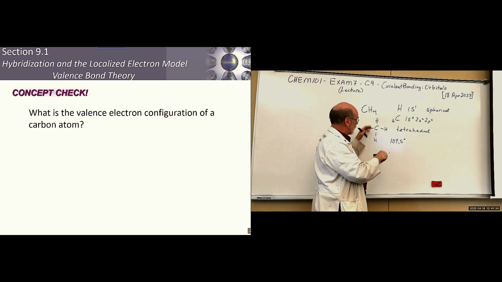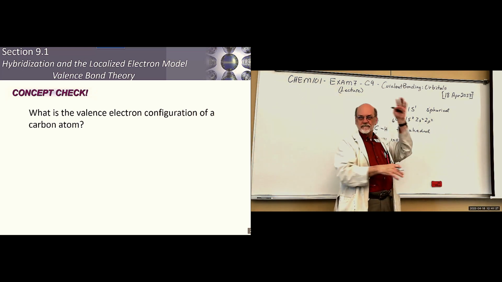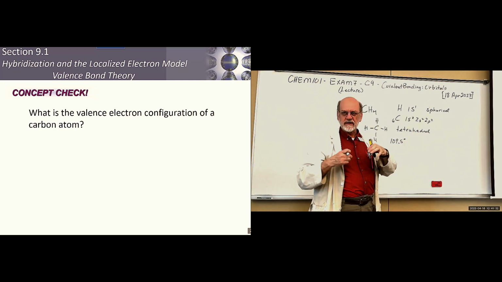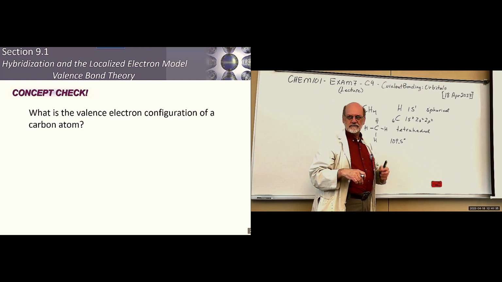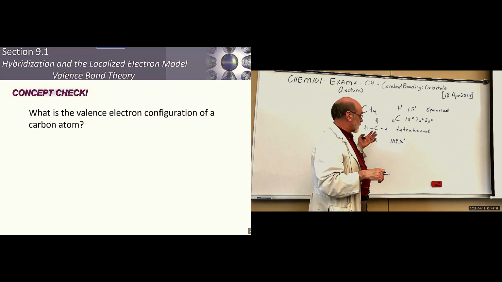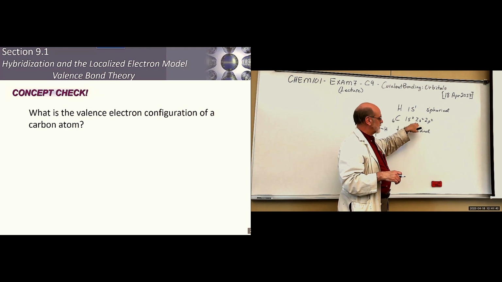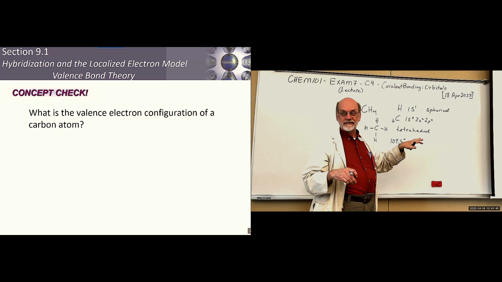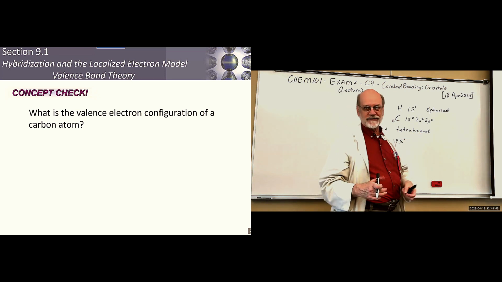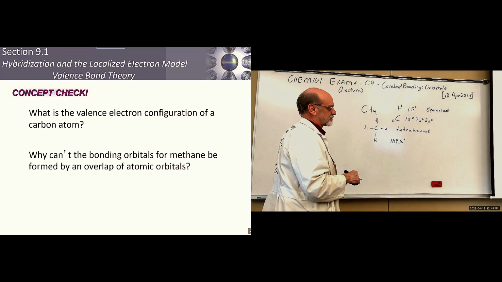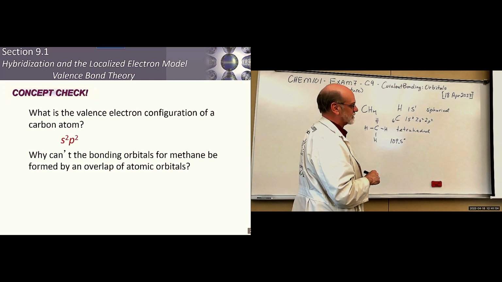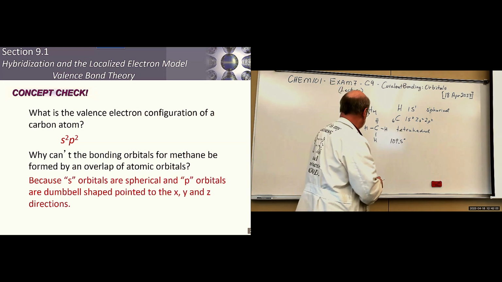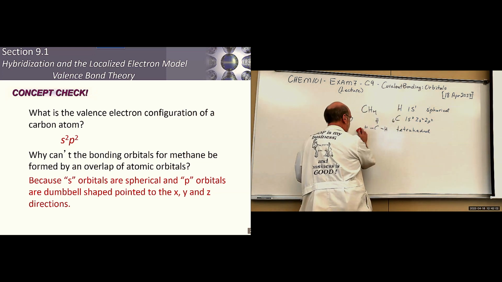Right? Because the spherical overlap of these two could put them anywhere. And the overlap of the two p's, of course, would fix them in a reasonably local shape. So there's the problem with the valence bond theory. These valence electrons and their orbitals don't allow us a tetrahedral shape. Okay, that's the problem. So what are we going to do about it?